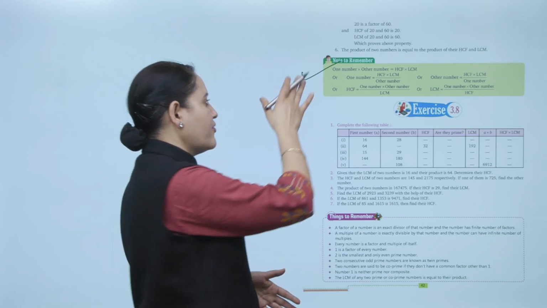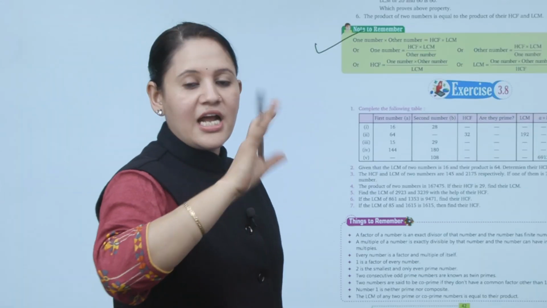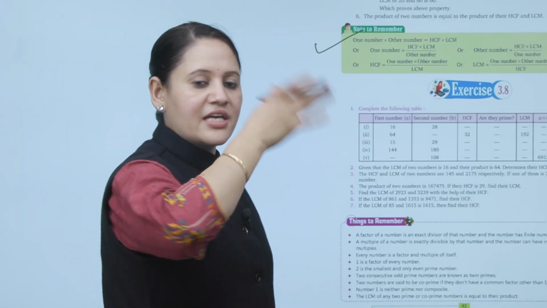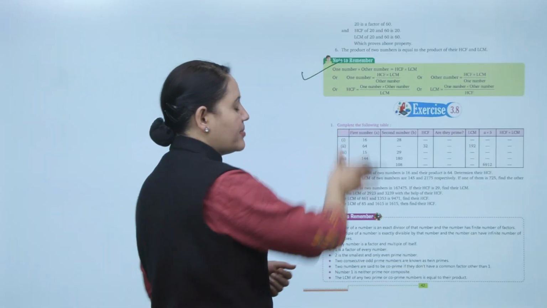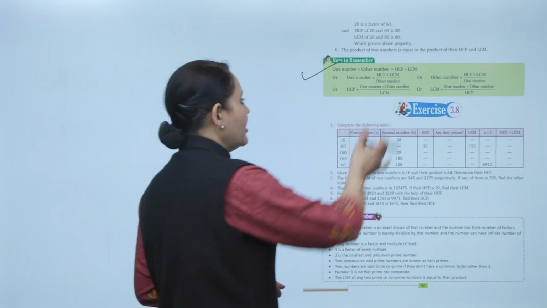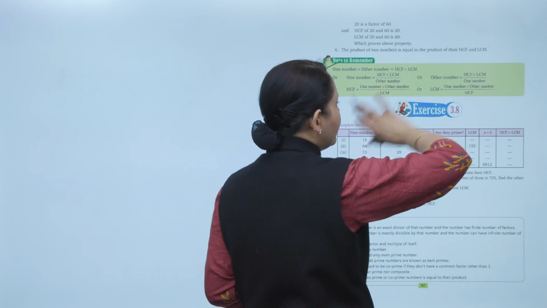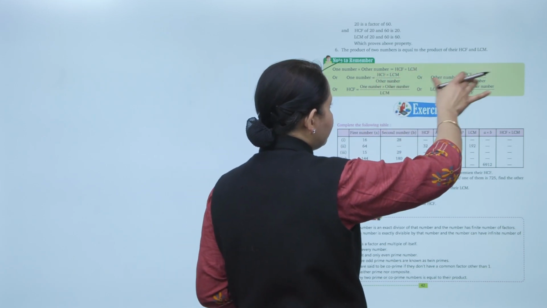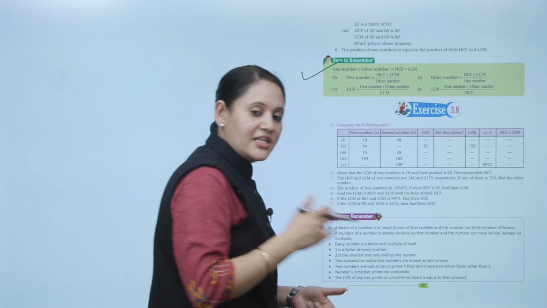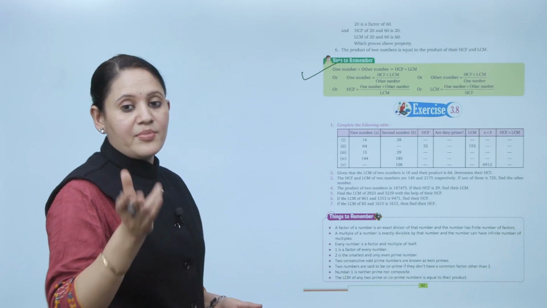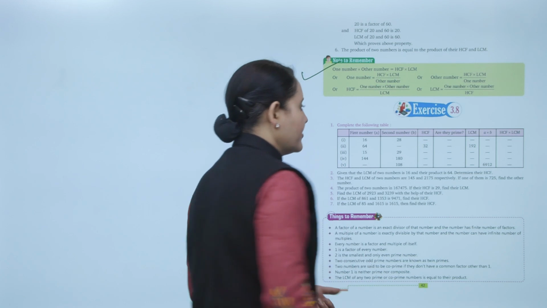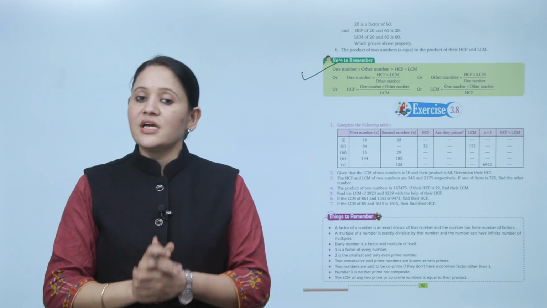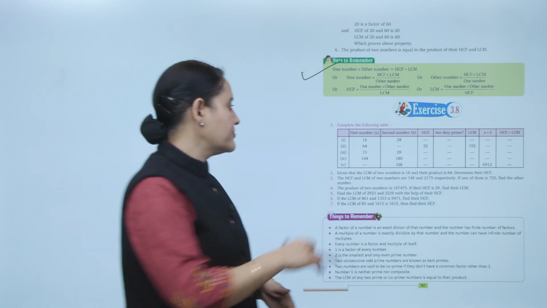If we have to find the one number, so what we'll do? LCM और HCF के product will divide the other number. So to find the HCF, what we'll do? Product of the given number divided by LCM. Clear? To find the other number, product of HCF and LCM divided by one number. To find the LCM, product of the given numbers divided by HCF. Clear? That is the formula. Next is exercise 3.8.